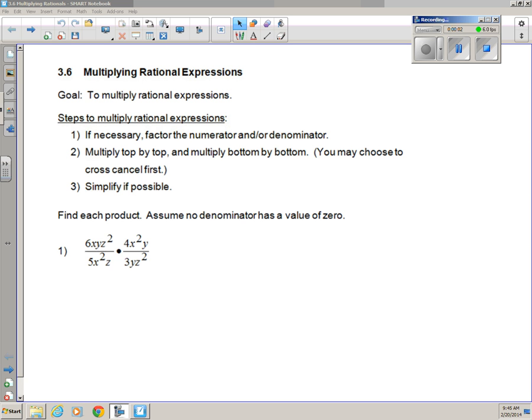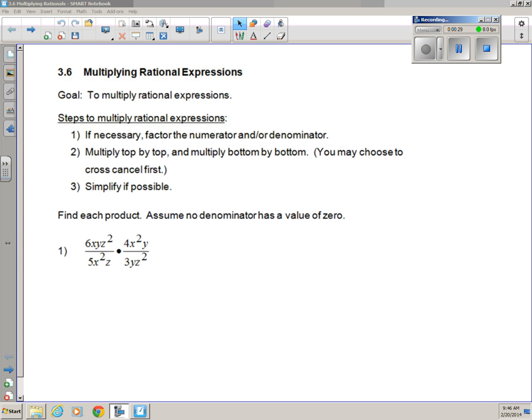Alrighty, so today what we are going to do is multiply rational expressions. And when you multiply rational expressions, you're multiplying fractions. That's all that you need to do. If necessary, factor the top and/or bottom, numerator and/or denominator. You can then multiply the top by the top and the bottom by the bottom. That's just like multiplying regular fractions, right? You always multiply numerators together and then over the denominators that get multiplied together.